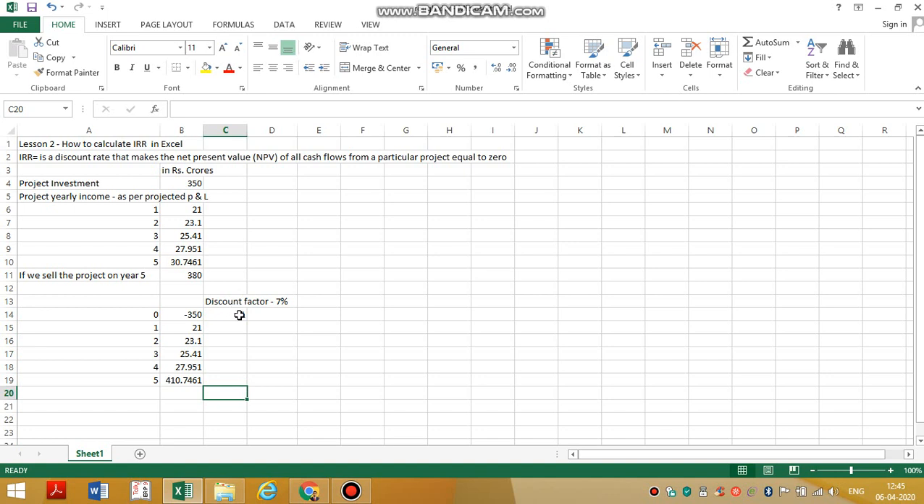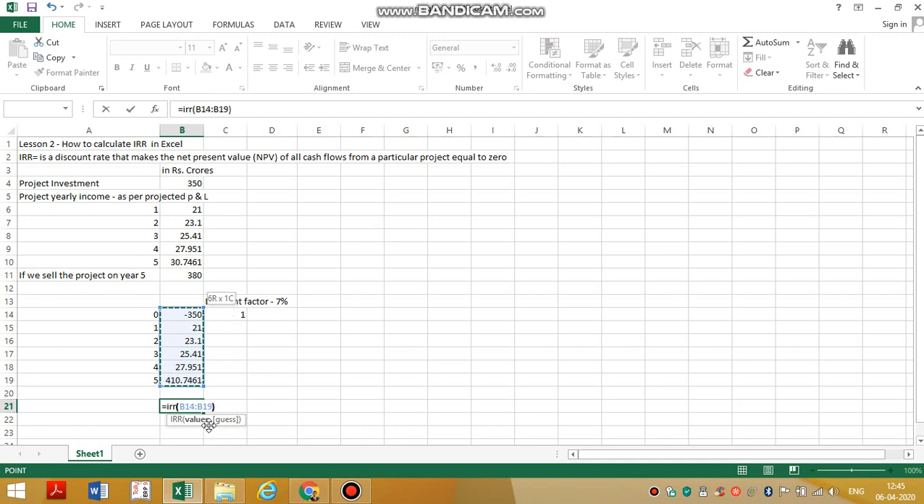Now we will not do this calculation. Instead we will do the IRR calculation: equal to IRR, open bracket, then select, then put some percentage, say 3% or 4% or 5%, any percentage. Say I am going to put 4%, just any percentage you can put, no issue. So 9% is your internal rate of return, or 8.65% actually. At this rate we are getting our NPV as 0.